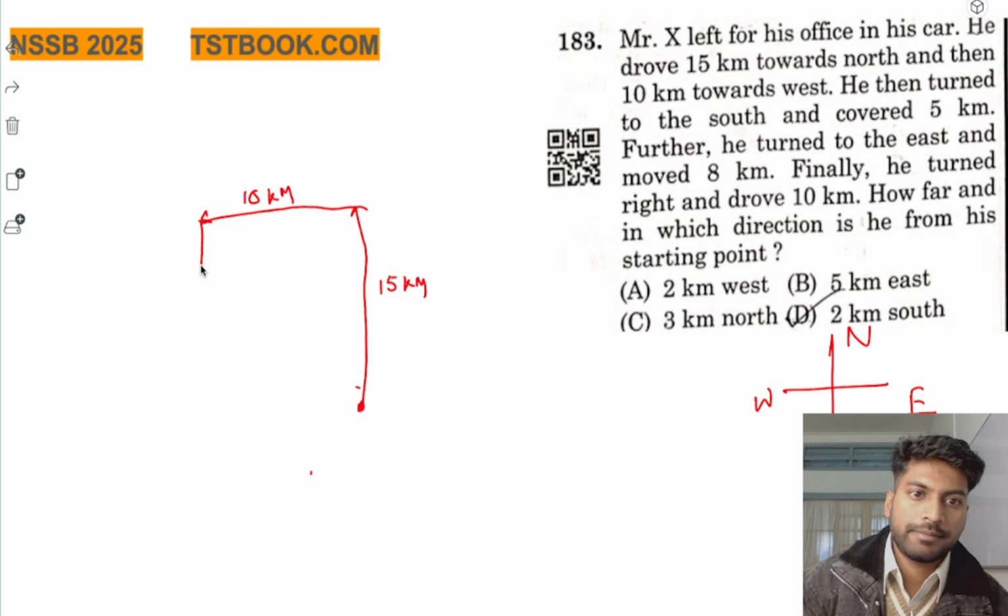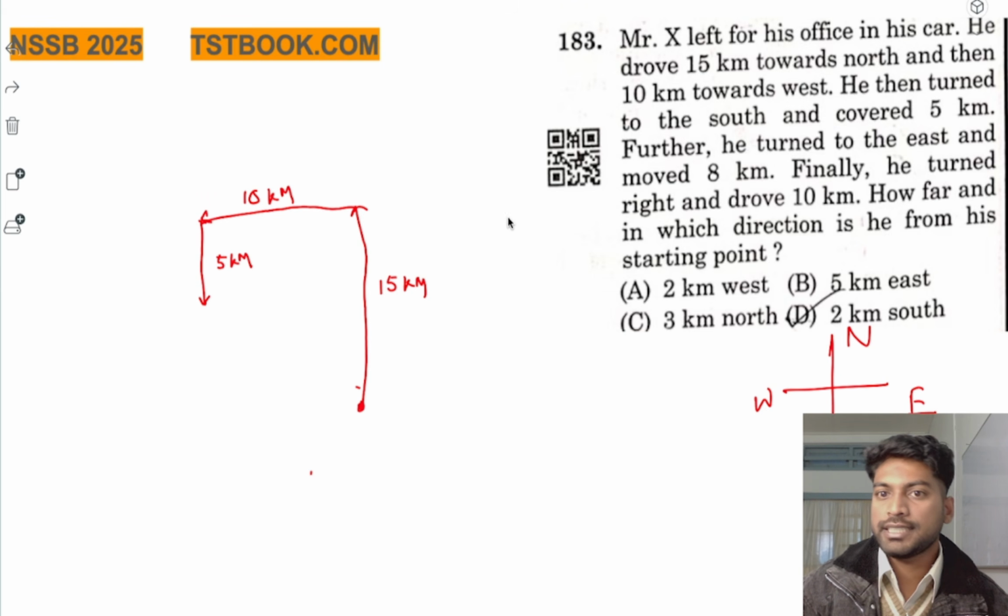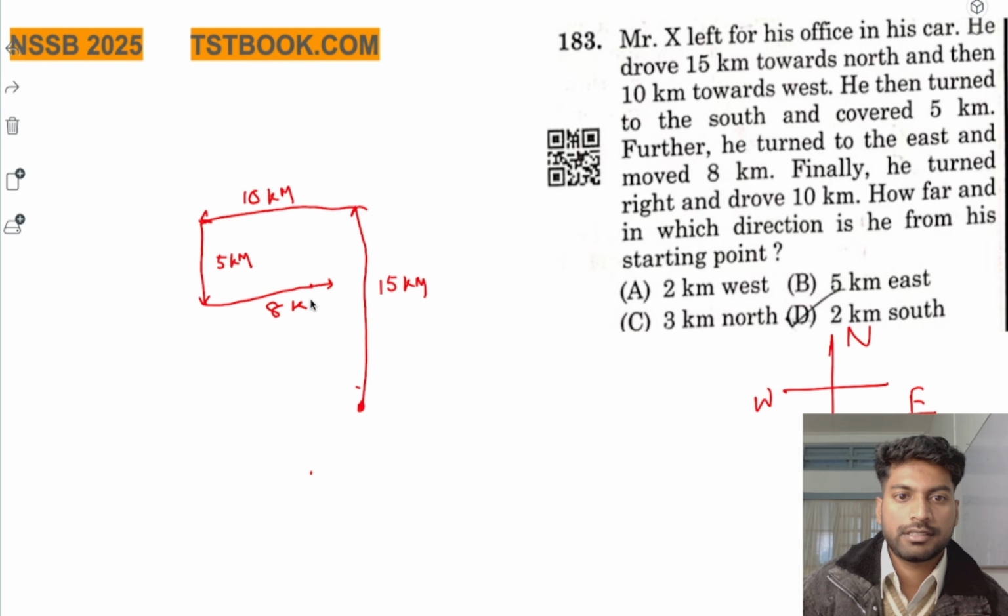So we came down 5, in the south. Further, he turned to the east and moved for 8 kilometers. After that, he turned to the right. Right means it comes down, and drove for 10 kilometers. So this one is his starting point, and this one is your ending point. So he started from here, now he's here.